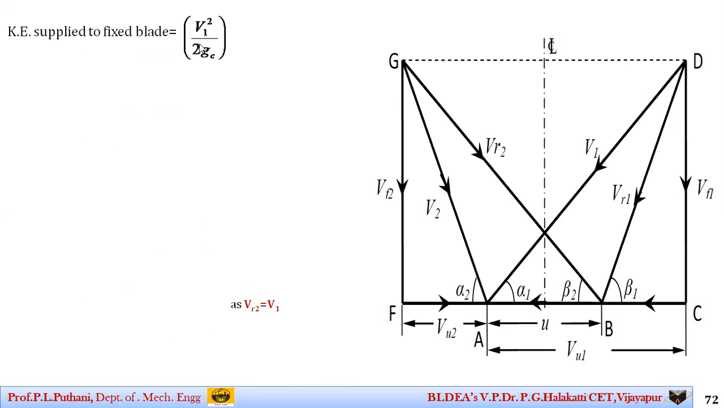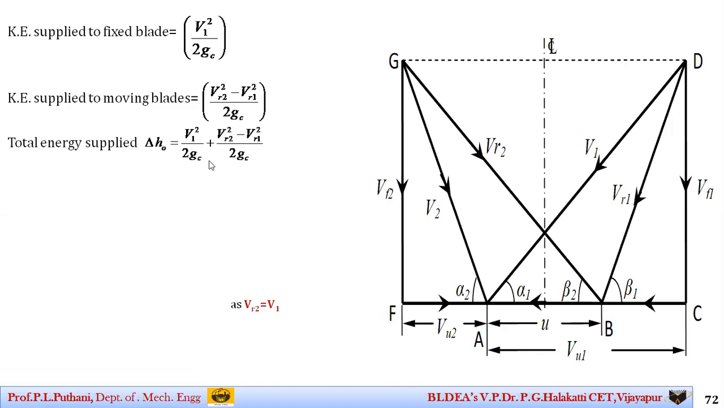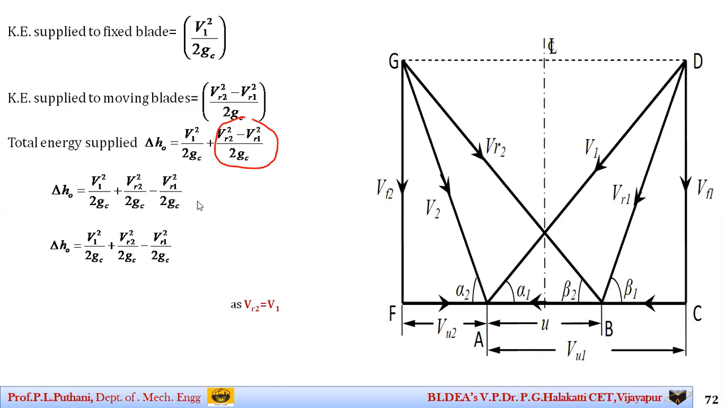For the fixed blade, the kinetic energy is v1 square by 2gc, and with respect to the moving blades, it is vr2 square minus vr1 square by 2gc. In reaction turbines, we know the total enthalpy drop is the sum of both the moving blades and fixed blades together. So I can write it as v1 square by 2gc plus vr2 square minus vr1 square by 2gc. Now I will split these terms individually, in this form: v1 square by 2gc plus vr2 square by 2gc minus vr1 square by 2gc.